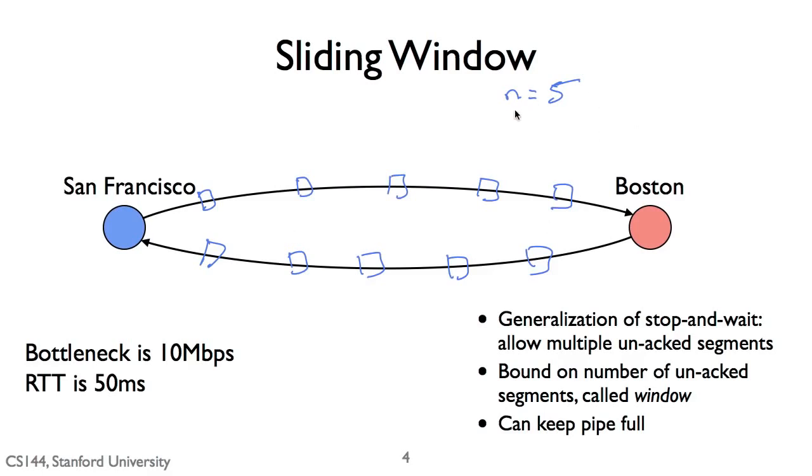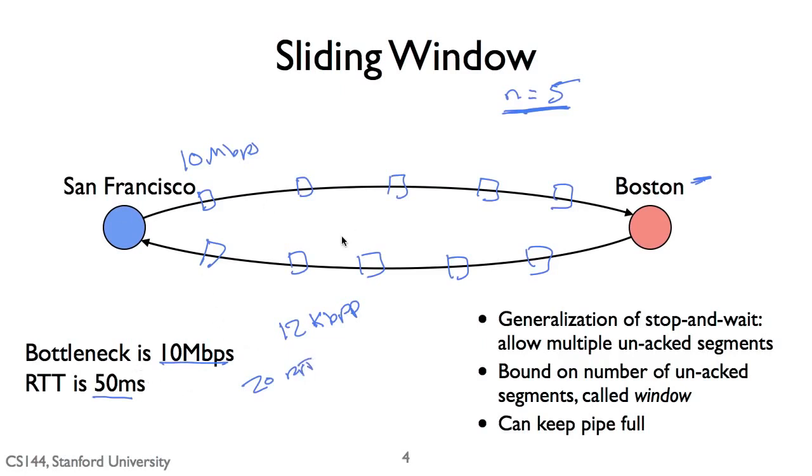The idea here is that if you can set n to be the correct value, then you can keep the pipe full. That is, San Francisco could send data to Boston at 10 megabits per second. So let's say that's Boston's rate. By configuring the sliding window size, Boston can have San Francisco send data at a rate equal to 10 megabits per second. In this particular case, we have an RTT of 50 milliseconds and a bottleneck of 10 megabits per second, sending Ethernet frames, 12 kilobits per packet, and we have 20 round trip times.